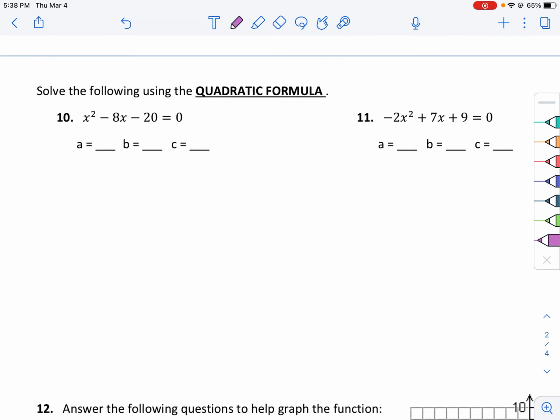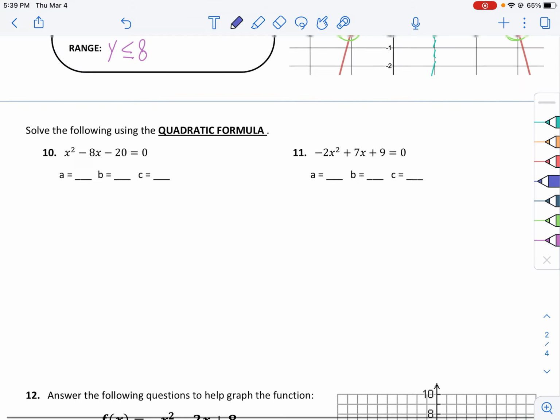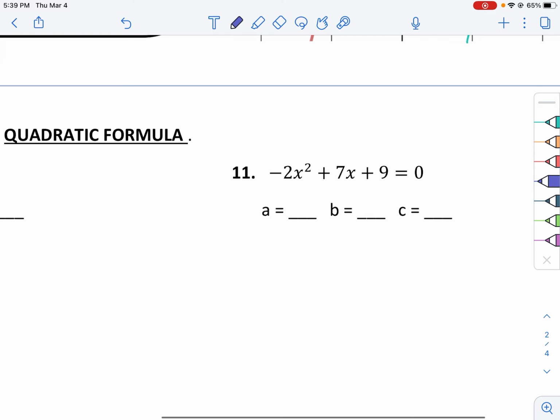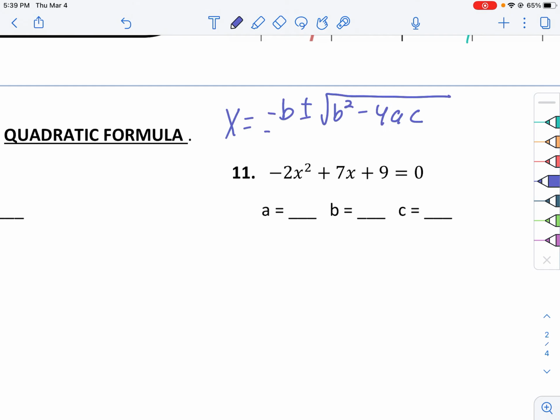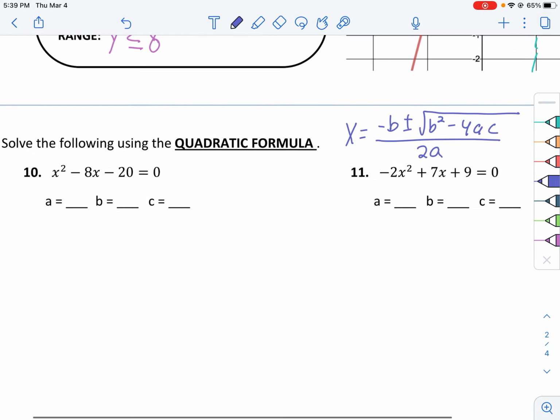Alrighty. Next up, quadratic formula. So I know you guys are dying to hear me sing the quadratic formula again, so here it is. It goes x equals the opposite of b plus or minus square root b squared minus 4ac all over 2a. And that is how you do the quadratic formula. All right, it needs to be memorized for the test. Make sure you get it down.